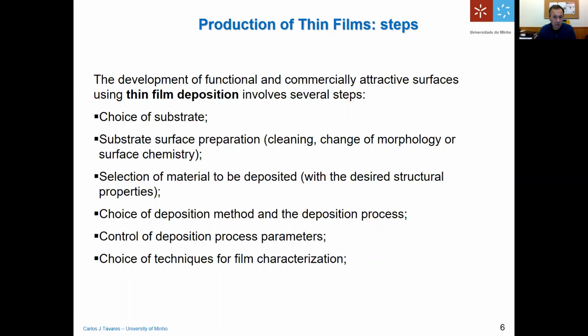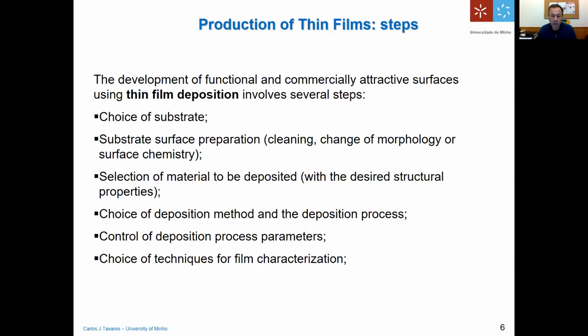You need to select the materials to be deposited. You need to choose also the deposition method, because there are different deposition methods and some are more appropriate for certain types of films. For example, if you want to deposit a metal film, then sputtering or physical vapor deposition is perhaps the best. If you want to make a semiconductor, for example, gallium arsenide, then the chemical route will be more important. Then you have to search the literature to see what has been done for this specific case, so you can find out more about the process parameters that you should start with.